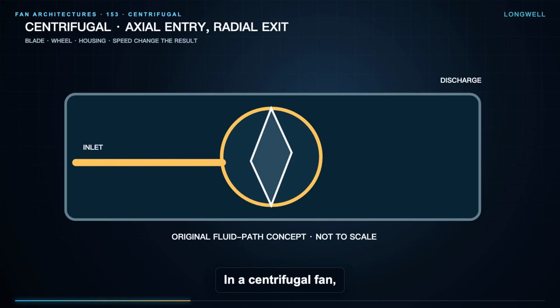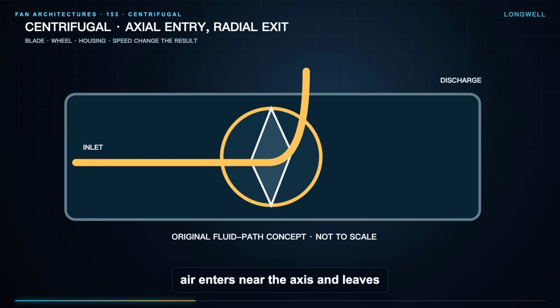In a centrifugal fan, air enters near the axis and leaves the wheel mainly radially before the casing or diffuser manages the discharge. Blade shape, wheel width, housing, and speed strongly change pressure, power, efficiency, sound, and stable operating range.